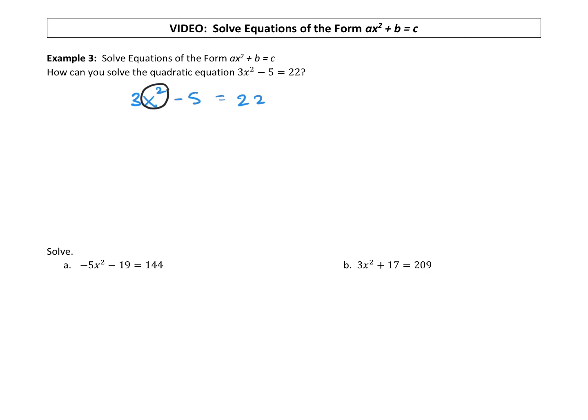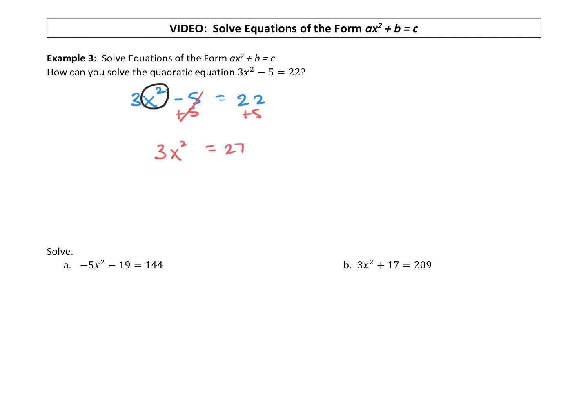Well, this is just like your two-step equations. We're multiplying by a 3 and we're subtracting a 5. So if this was just 3x minus 5 equals 22, you would know how to solve that. We're just following those same steps. We take care of any addition or subtraction first. We are going to add 5 to both sides. Carry down our 3x squared. 22 plus 5 is 27.